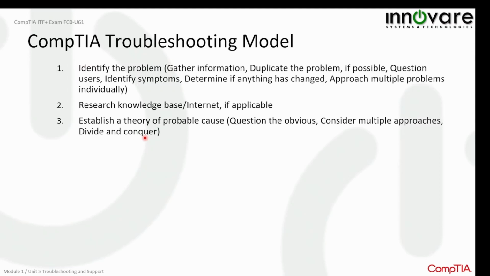And then you establish a theory of probable cause. Meaning, when you identify the problem and you know more about the background and the information related to the problem, you start with an educated assumption that, oh, this could be it.